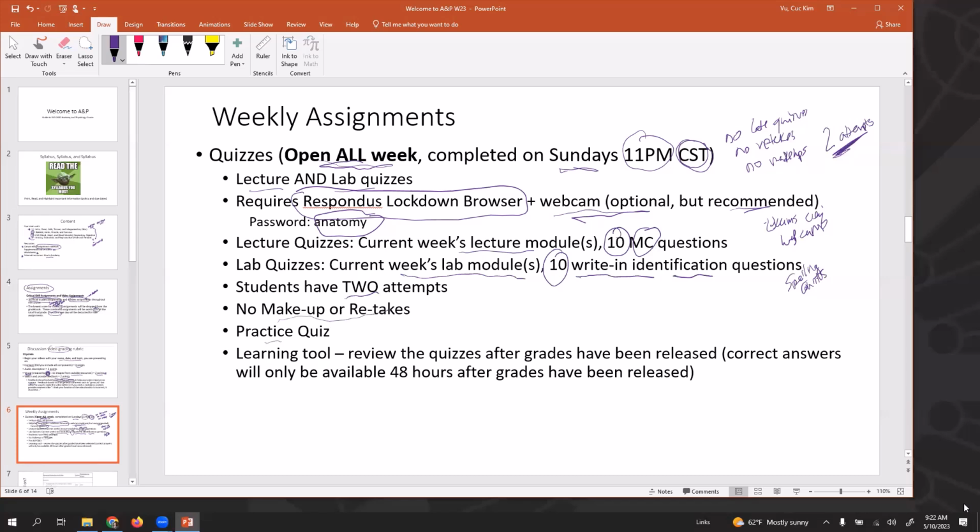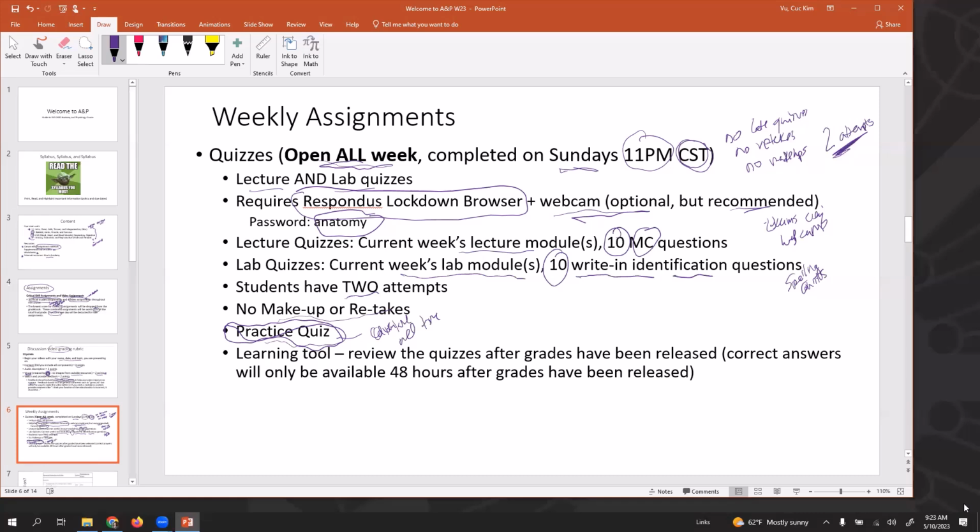We do have a practice quiz that is open all the time, and that's the one that you had to take today. It's just to make sure that your computer is set up for Respondus. So this one is available all the time.